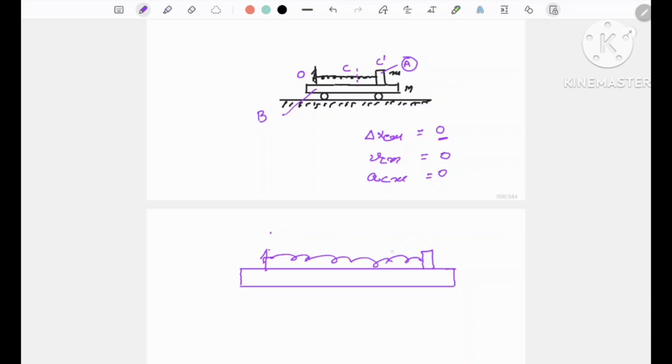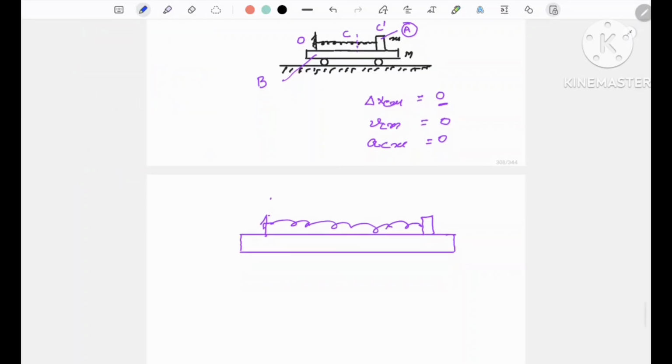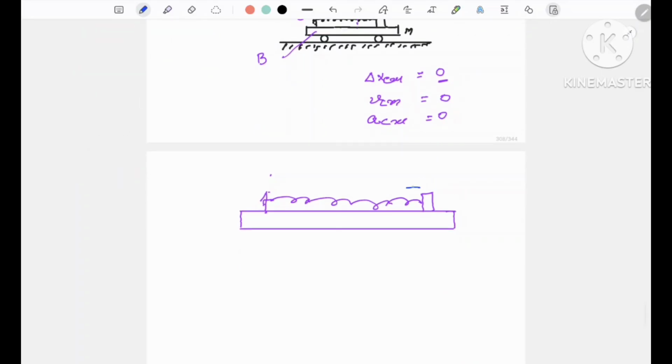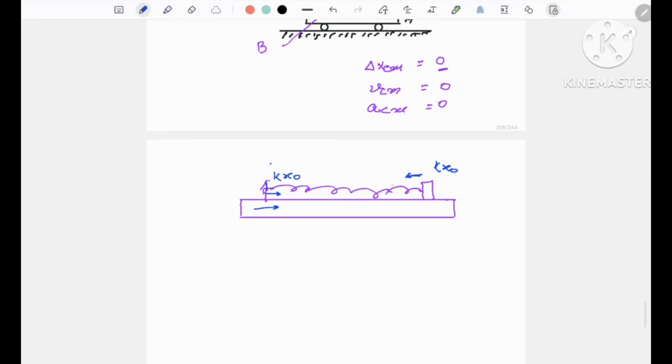The spring is in a stressed condition, so the spring will impose a force of kx dot on block A from right to left, and due to this extension, the same force will act on block B from left to right. O, C and C dash.